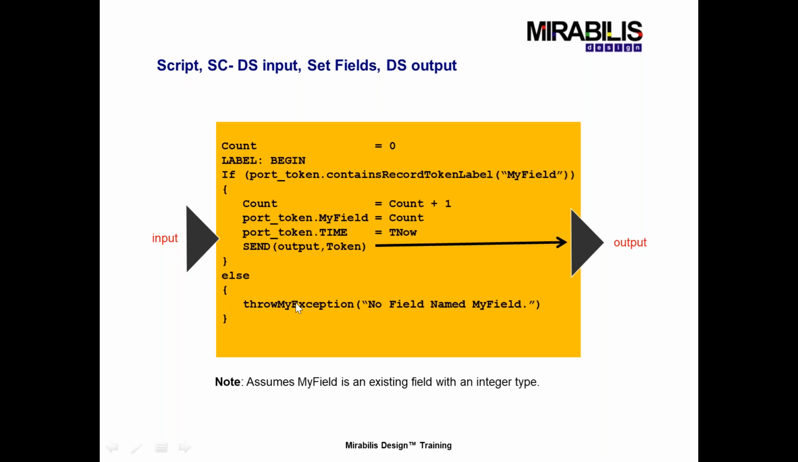For example, right over here, we could throw my exception, which is no field name, my field is available. So throw my exception essentially terminates the simulation and brings up an exception window which explains what the error is.